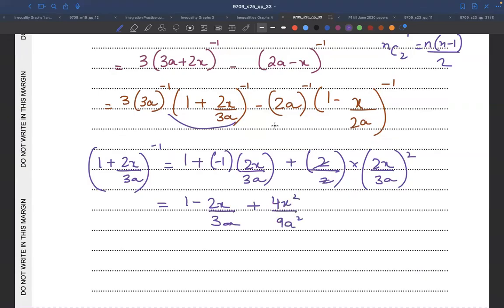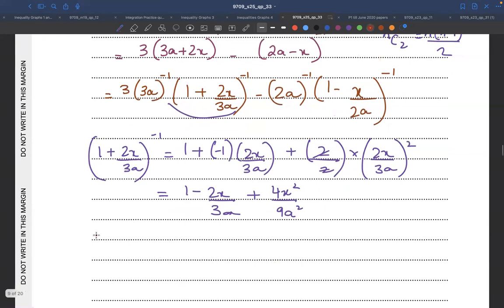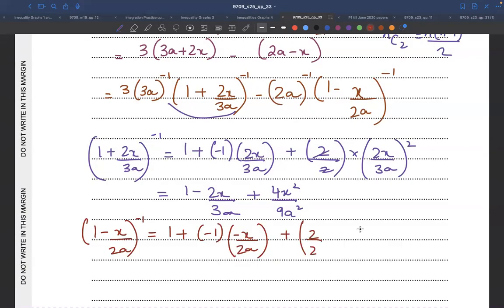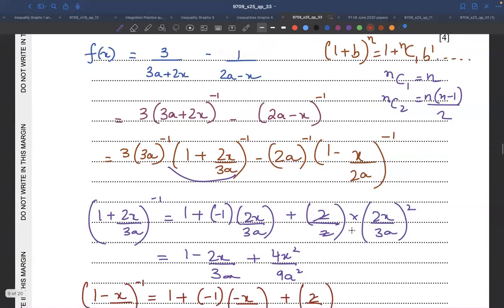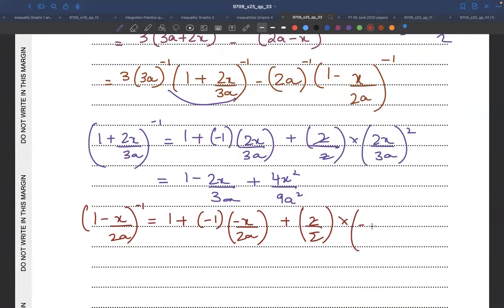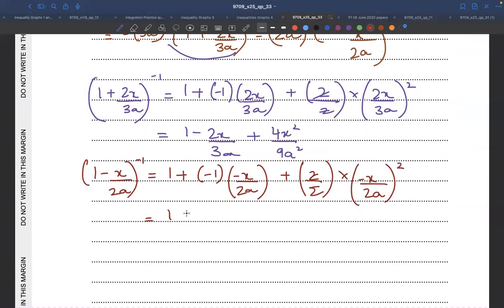Now let's expand the second term. That was 1 minus x upon 2a to the power of minus 1. So we know that this will be 1 plus nC1, which will be minus 1, in place of b we have minus x upon 2a, plus nC2 will again be the same. So we can simply write 2 upon 2, this will cancel out because minus 1 into minus 2 becomes a plus 2, and this will become minus x upon 2a whole squared. Simplifying this, we'll get 1 plus x upon 2a, and this will also be positive, so we'll get plus x squared upon 4a squared.